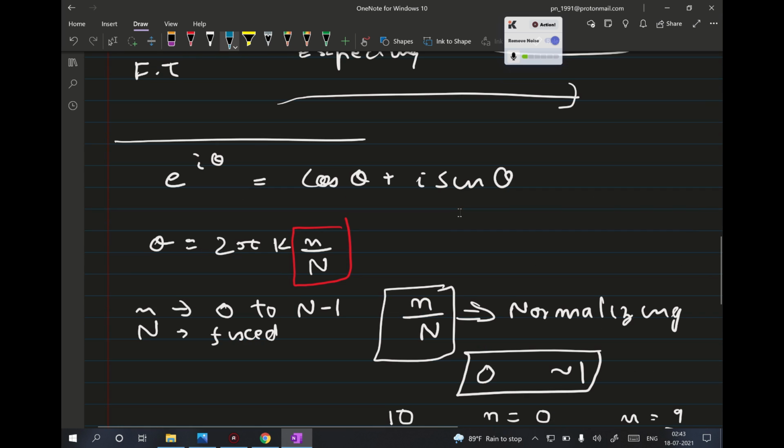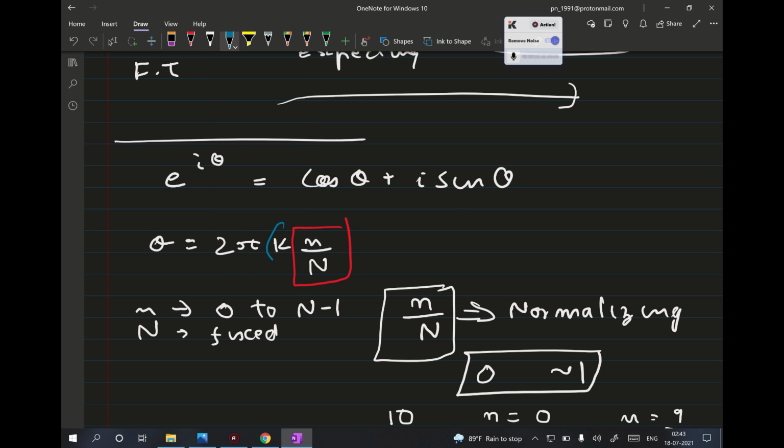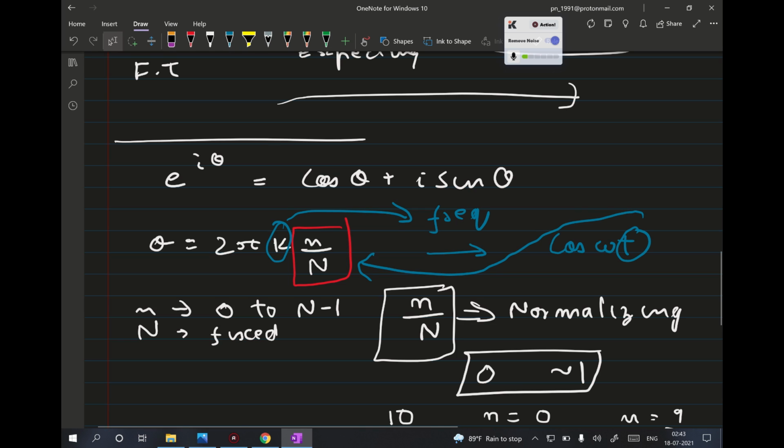This k term over here would determine the frequency, let's say we define it as frequency for now, because this looks the same if you compare it with cos omega t. T is analogous to n by N, and omega is analogous to 2 pi k. So k is analogous to frequency.